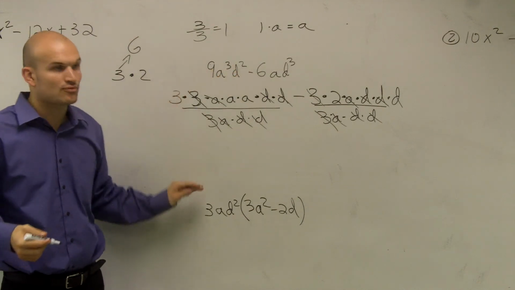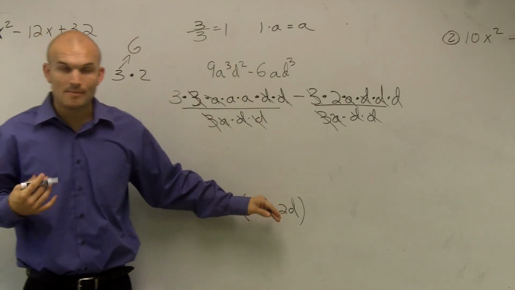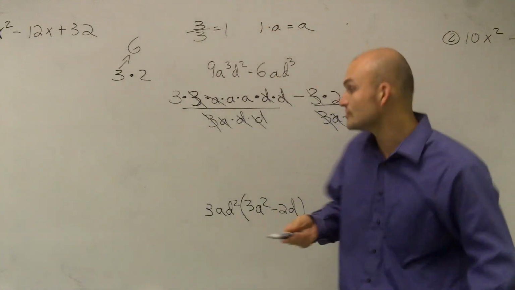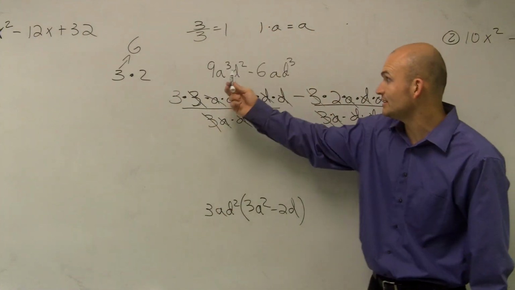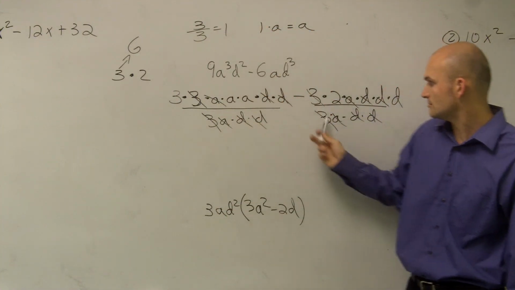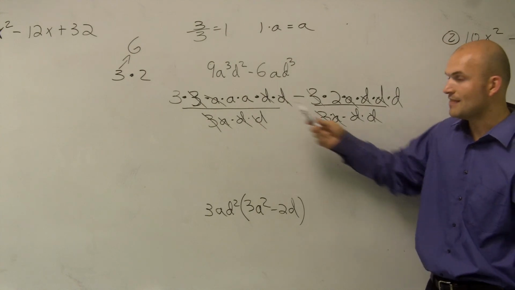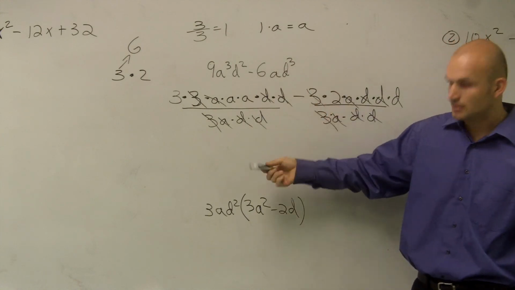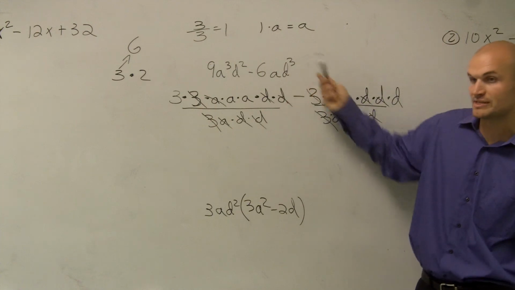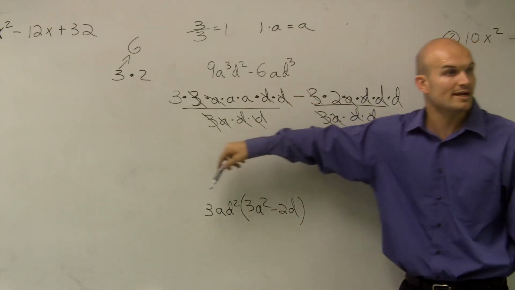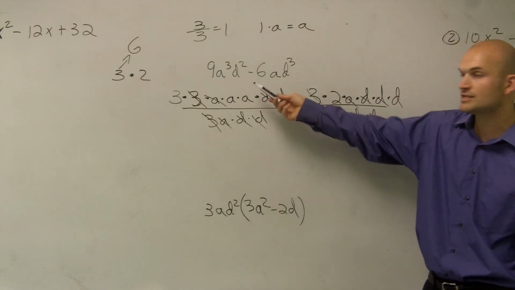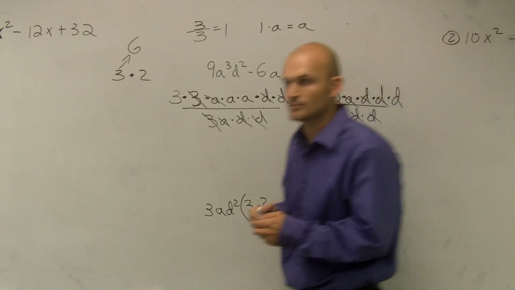Now I look at my problem. Have I written it as a product of two factors? Remember, a factor is a number that evenly divides into it. Does 3ad squared evenly divide into this? Yes, we proved it by canceling it out. Its result is the other factor. You write those as a product, and now you've just factored the binomial.